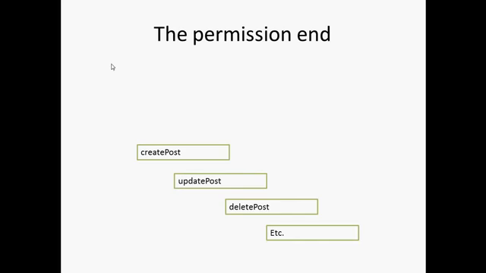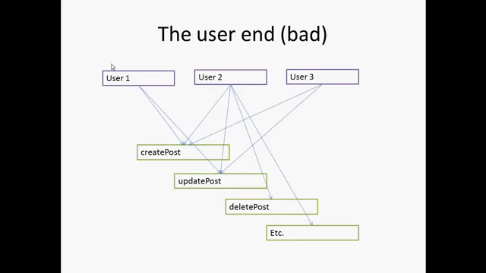Do they have permission? So at the other end we could say, well, we obviously need to map our users to these various permissions. So the most obvious way to do this is to say, well, user 1 can create an update, user 2 can do all 4 of these, user 3 can only create an update.